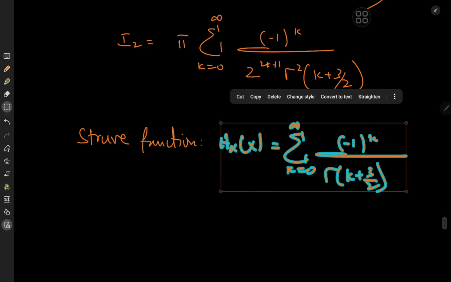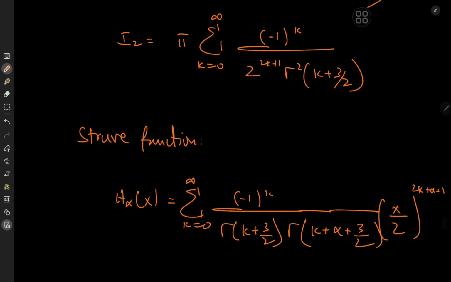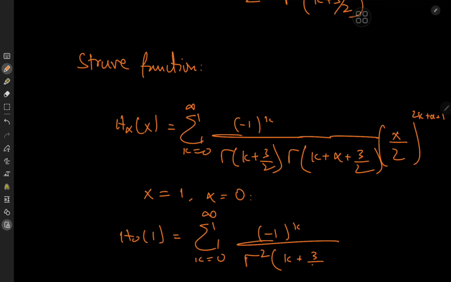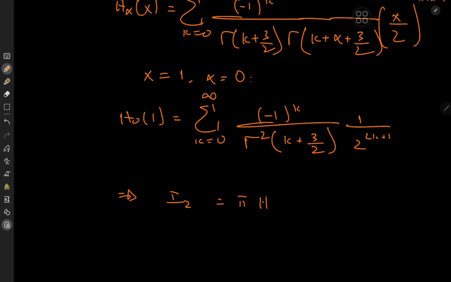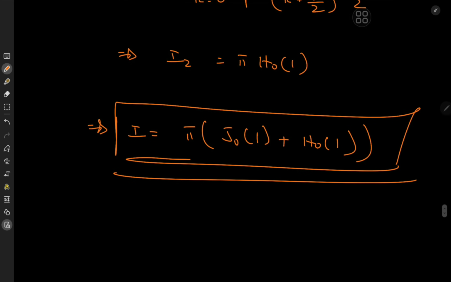And I'm just going to need a bit of writing space, so I'll take this thing over here. Then we have gamma k plus alpha plus 3/2 times x over 2 raised to 2k plus alpha plus 1. And again, over here we see we need x equal to 1 and alpha equal to 0 to get h naught of 1 equal to the sum over k from 0 to infinity of negative 1 to the k over gamma squared k plus 3/2 times 1 over 2 to the 2k plus 1, implying that I sub 2 equals pi times h naught of 1. And of course the combined result, that is the integral I, equals pi times j naught of 1 plus h naught of 1. So a wonderful solution development leading to a couple of really cool special functions.